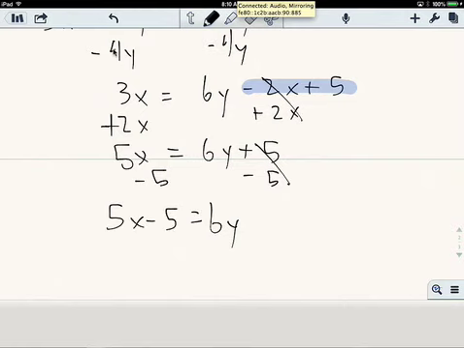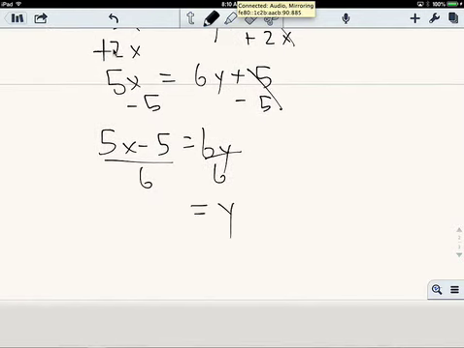Now y isn't totally by itself yet. I still have a 6 there. So I'm going to divide by 6. And so I get y is equal to, and now I'm going to break up that division, 5/6 x minus 5/6. And now y is totally on its own.